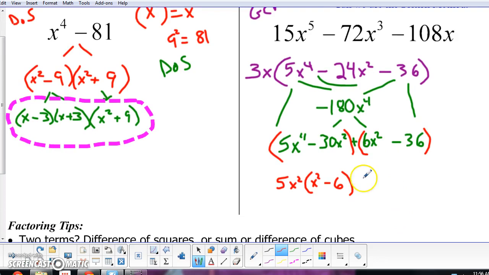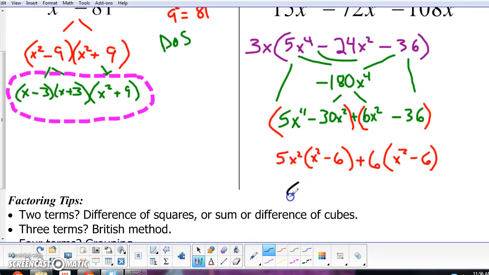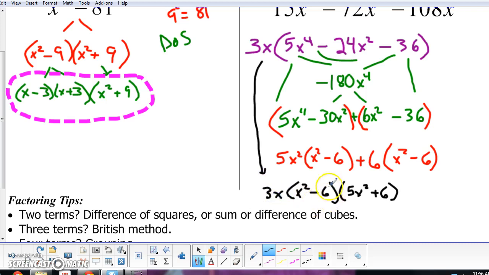First pair, GCF is 5x squared, leaves me with x squared minus 6. Second pair, GCF will be just 6, so I'll take out positive 6, which leaves me with x squared minus 6, which again, I'm supposed to have that same thing inside of the parentheses, which is good. So now as I write out my final expression, x squared minus 6 is one of the factors. The other factor will be 5x squared plus 6. And we shouldn't forget about the 3x that we took out way at the beginning. So I should put 3x in front here. Check. Do I have a difference of squares here? I see a minus sign, I see a square, but 6 is not a perfect square, so I'm good to go here. And these, I'm adding a square, neither are perfect. So this looks like I'm all done.